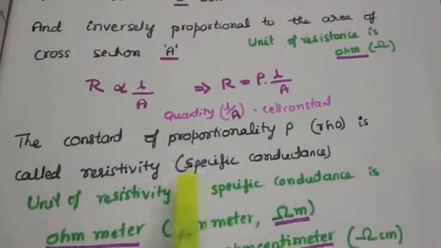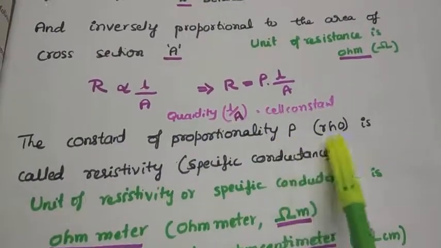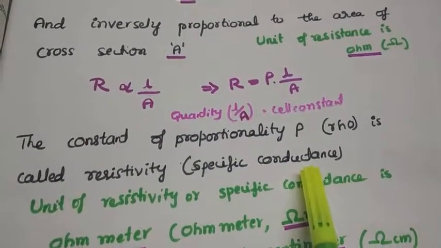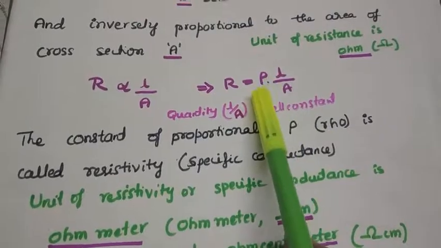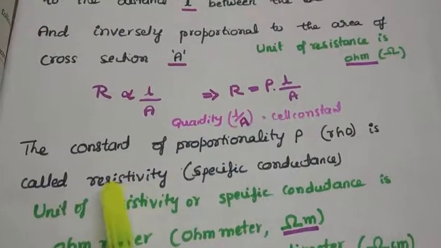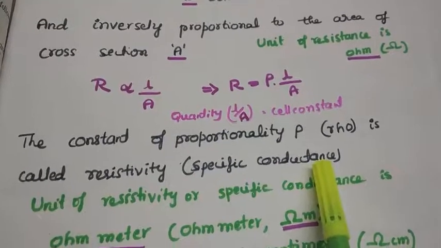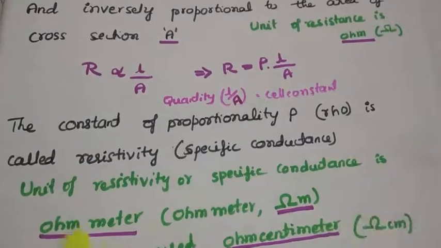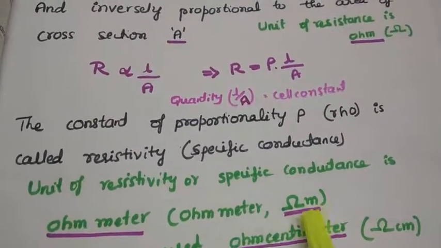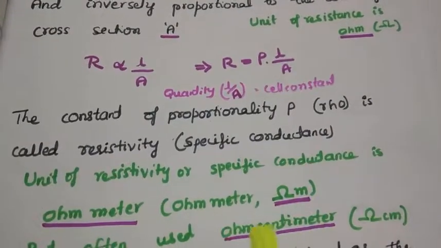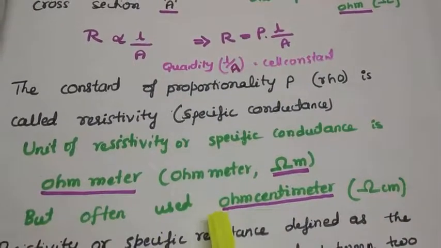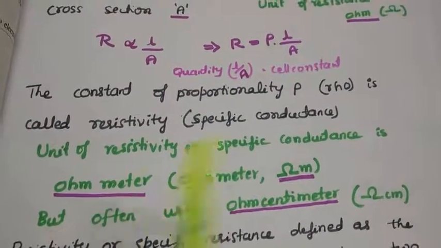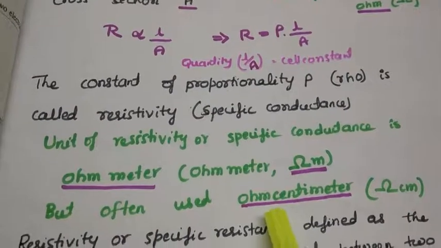The constant of proportionality rho is called resistivity or specific resistance. The unit of resistivity is ohm meter. It is represented as ohm meter, but often ohm centimeter is used. Often resistivity is expressed in terms of ohm centimeter.